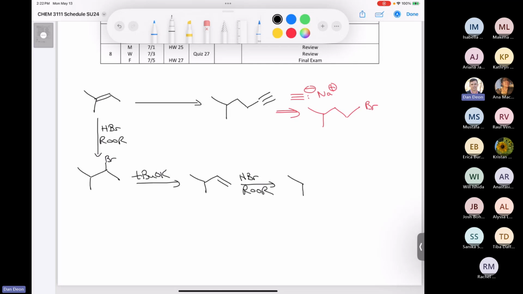So that is going to give me the primary alkyl halide, and then in the last step, I'm just going to treat it with sodium acetylide, and I'm done. So this one is a 1, 2, 3, 4-step process. So a lot more of an involved process, this one.